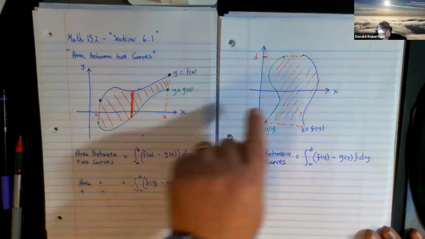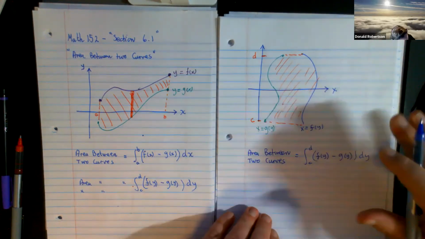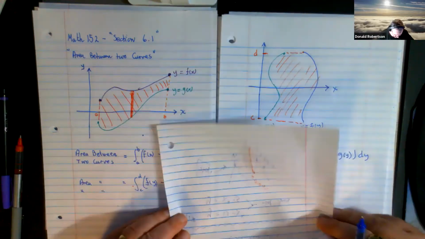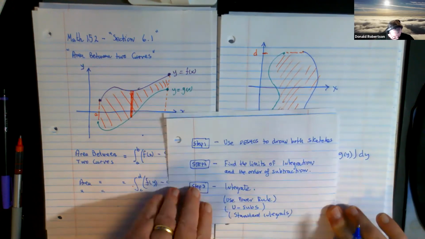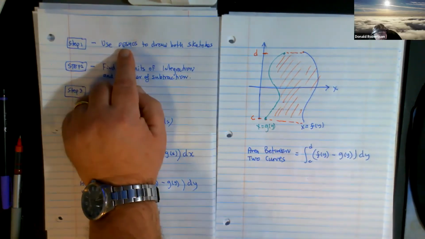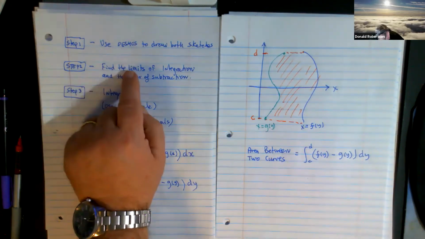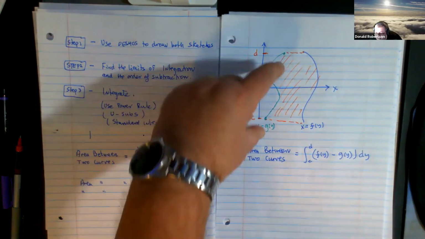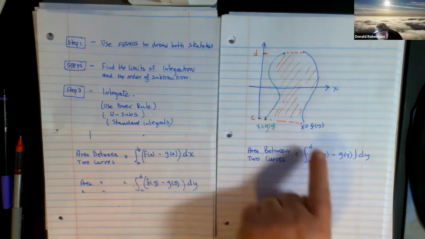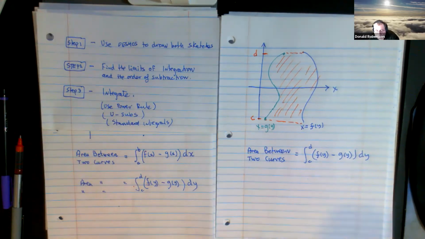Top, bottom, right, left. So everything that we've done, all my 3 steps, we do it as well. We're going to use Desmos to draw that if we need to. We're then going to find the limits of integration, in this case the c and the d, and who goes first and who goes second, so we can set this up. And then step 3, we are going to integrate.